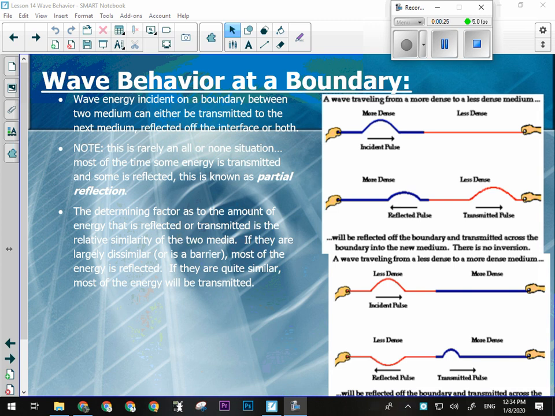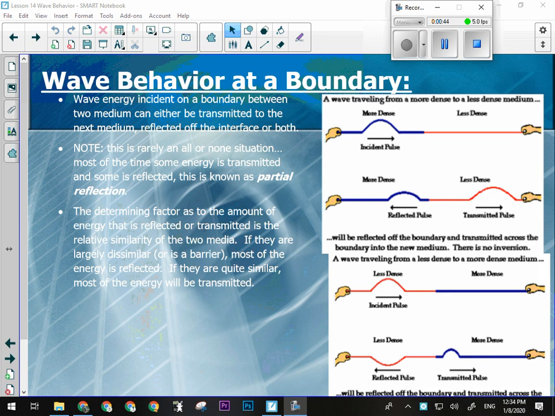Frequency. I think that's 32 times. We've gone over that now. Frequency of a wave doesn't change. So in this case here, where we have a pulse traveling in a more dense medium and going into a less dense medium, we're going to have some things happen.